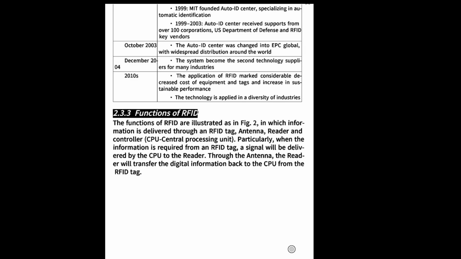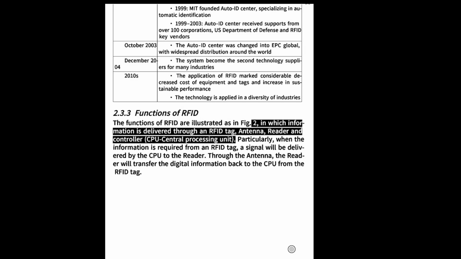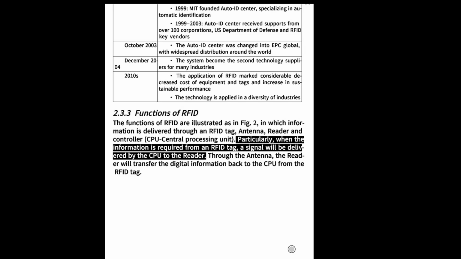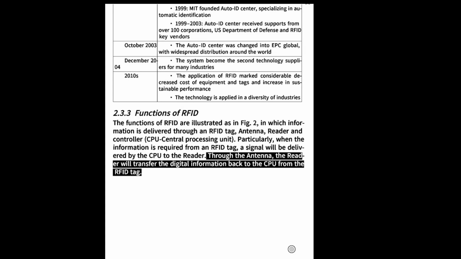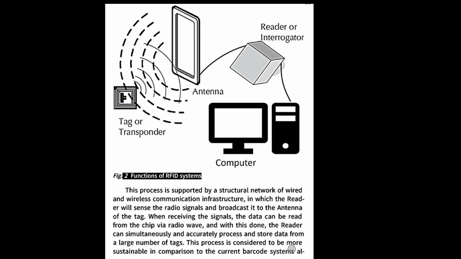2.3.3 Functions of RFID. The functions of RFID are illustrated as in Fig. 2, in which information is delivered through an RFID tag, antenna, reader and controller CPU (central processing unit). Particularly, when the information is required from an RFID tag, a signal will be delivered by the CPU to the reader. Through the antenna, the reader will transfer the digital information back to the CPU from the RFID tag. Fig. 2 Functions of RFID systems.